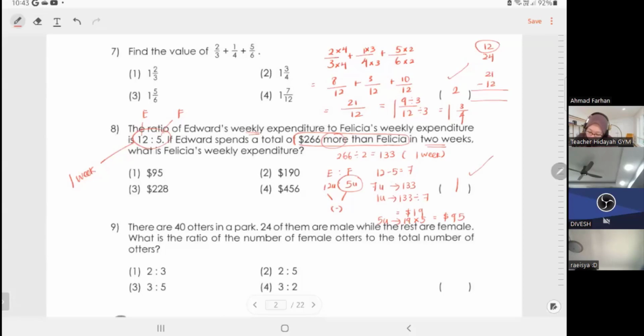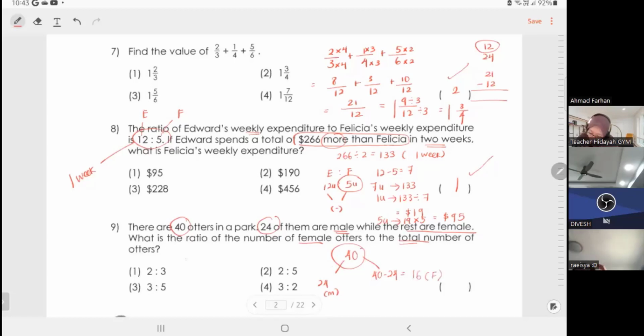Number 9, there are 40 otters in a park. 24 of them are male while the rest are female. What is the ratio of female to the total number of otters? So I have 40 in total. I know that 24 are male. How many are female? What do I do? 40 minus 24. This will give me 16 female.